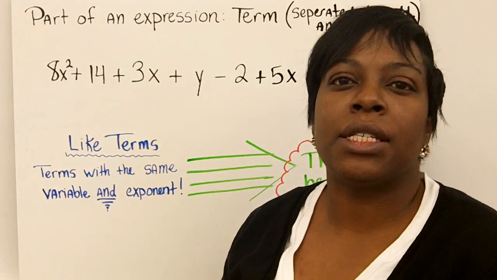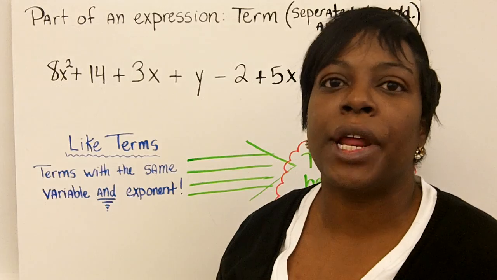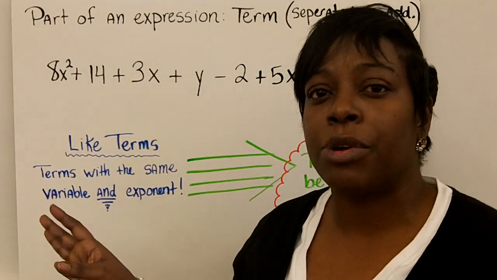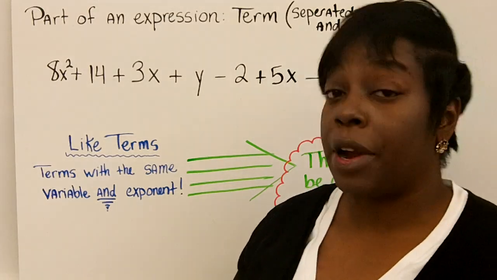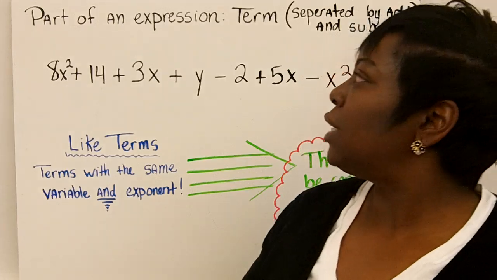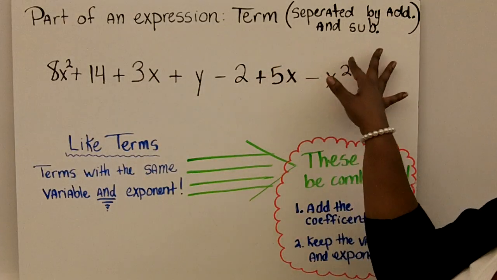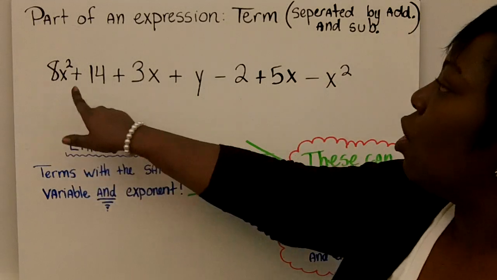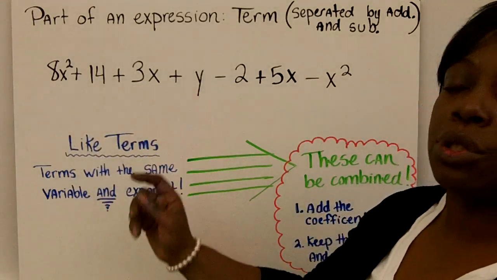Before we get into the lesson of simplifying expressions, it's very important that we understand what a term is. We've discussed earlier about the different parts of an expression. There's terms, there's the coefficient, the constant, variables, obviously. But I want us to focus on terms, and I want us to understand that terms will be separated by either addition or subtraction. So what you see in this algebraic expression are several terms.